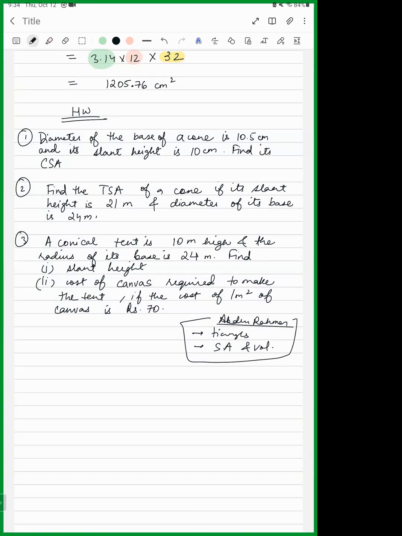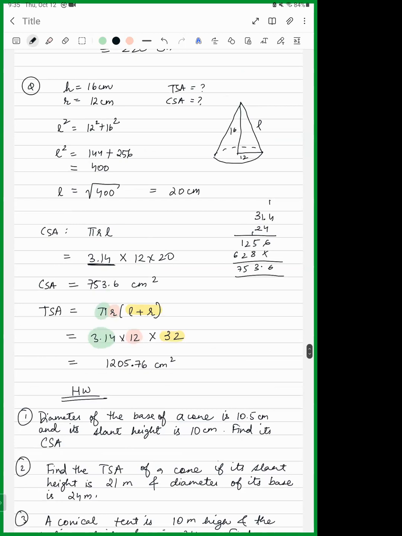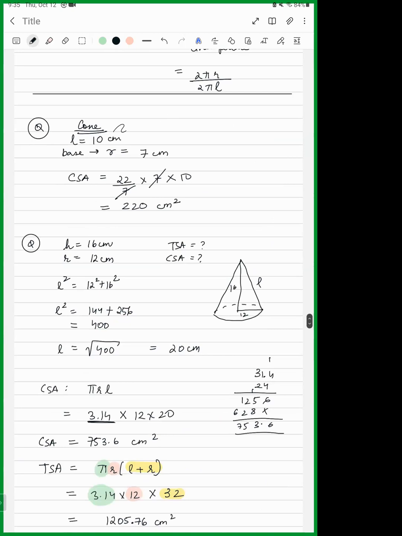Diameter of the base of a cone is 10.5 centimeters and slant height is 10 centimeters. In the previous class we did similar questions, right? In the first question that we did, the slant height L was given, and the same thing in this question also, slant height is given. In the question we did in the previous class, base radius was given. Over here, base diameter is given.